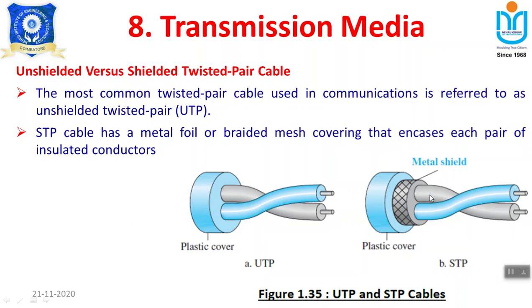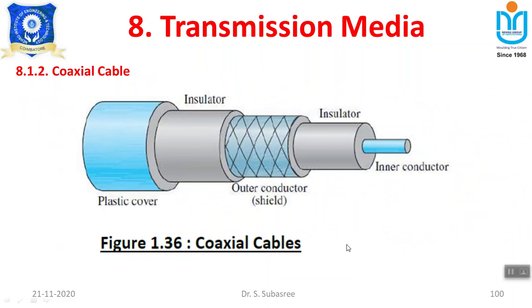So the metal shield coverage is there as an extra provision, so that leakage will be avoided. The interference will be minimized because of this shielded twisted pair. That is the basic difference between UTP and STP. And this is a coaxial cable. You will have an inner conductor, after that an insulator, and an outer conductor. It is a shielded one.